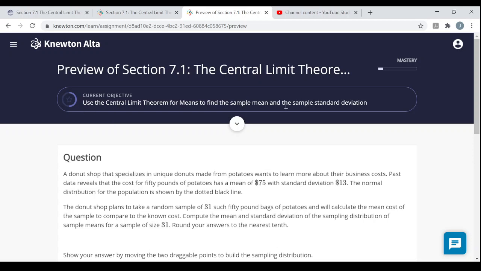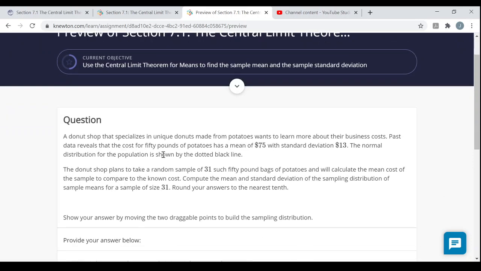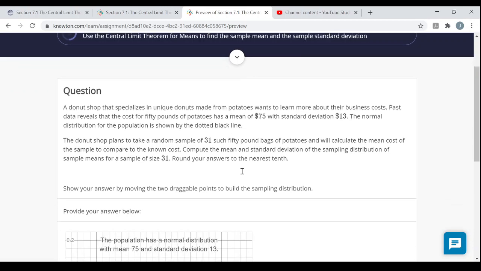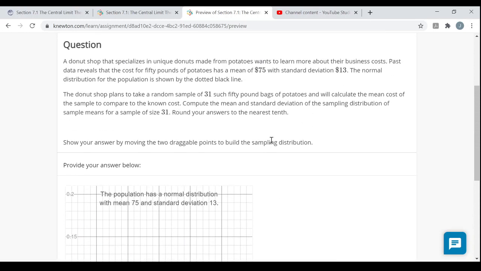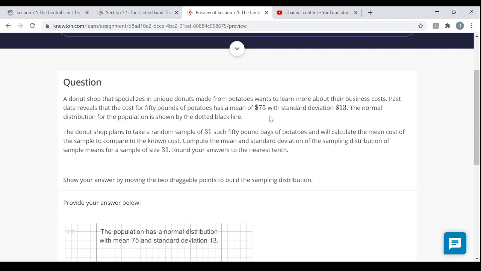So here's another one like this. I'll keep going with this. A donut shop that specializes in unique donuts made from potatoes wants to learn more about their business costs. Past data reveals that the cost for 50 pounds of potatoes has a mean of $75 with a standard deviation of 13. The normal distribution for the population is shown by the dotted black line. So the dotted black line is the normal distribution for the original population.